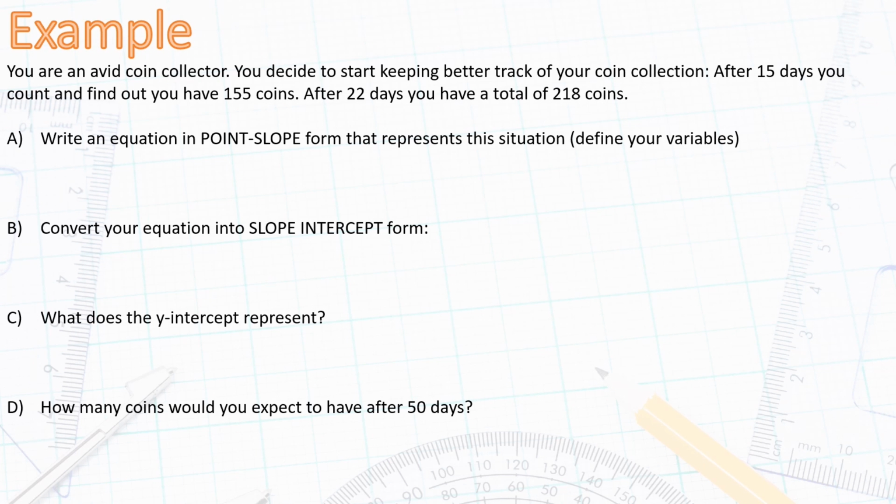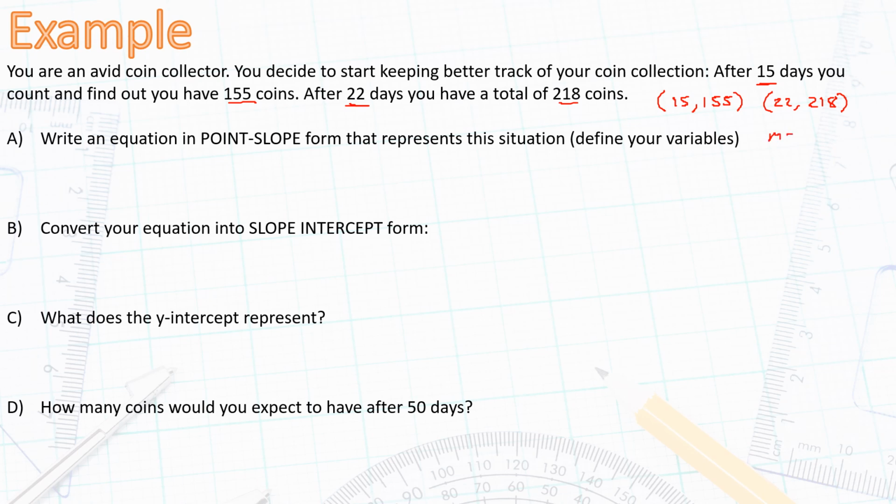Okay, so there's 2 time periods given to us. We have 2 coordinates. We have a 15-day mark and a 22-day mark, and then we have 155 coins and 218 coins. So these are actually 2 coordinates. So after 15 days, there is 155 coins, and after 22 days, there are 218 coins. So we have 2 points given to us, neither of which are the slope or the y-intercept, and those are the 2 things we really need to know. So what we're going to do first is figure out slope like we did in the last problem.